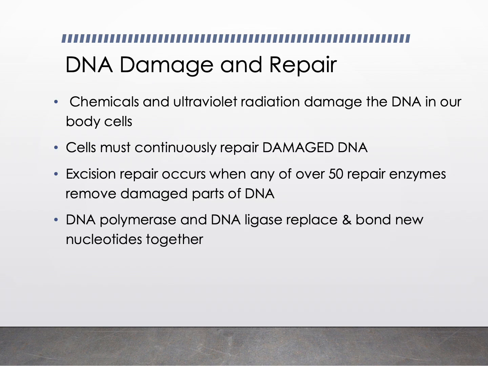DNA damage and repair. There are chemicals and ultraviolet radiation that damage the DNA in our body cells, and our body cells are known as somatic cells. Make sure y'all add that in your notes. Body cells and somatic cells are interchangeable because then we have sex cells that are different. The cells continuously need to be repaired. The DNA gets damaged and we have to repair that. The DNA polymerase and the DNA ligase replace and bond new nucleotides together in order to help keep this process going.